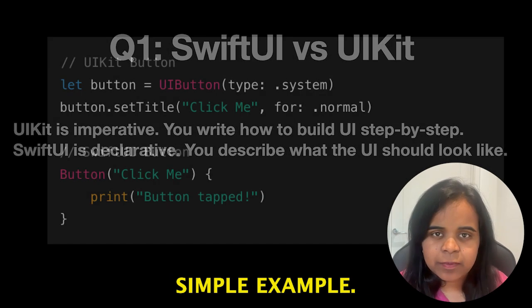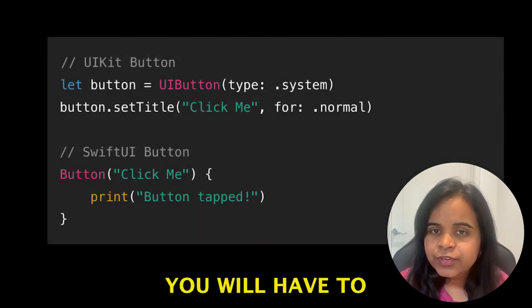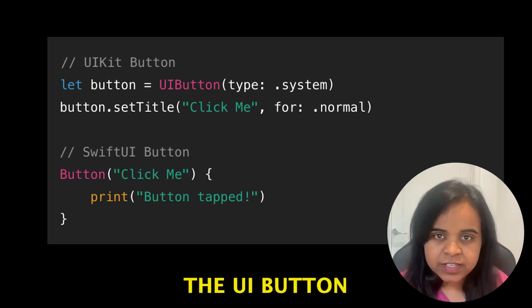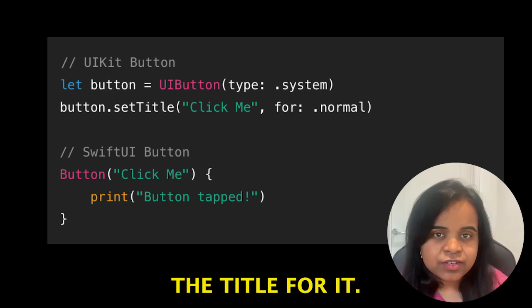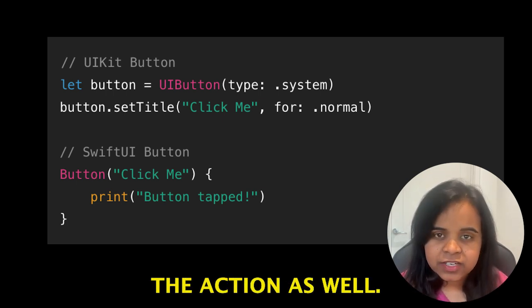Here is a simple example. So if you want to create a button with UIKit, you will have to create a let variable and then initialize the UIButton with the type of the button which you want. And then you will set the title for it, you will have to set the action for it and then handle the action as well.